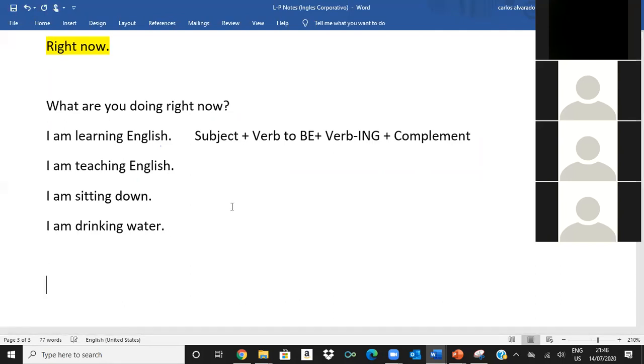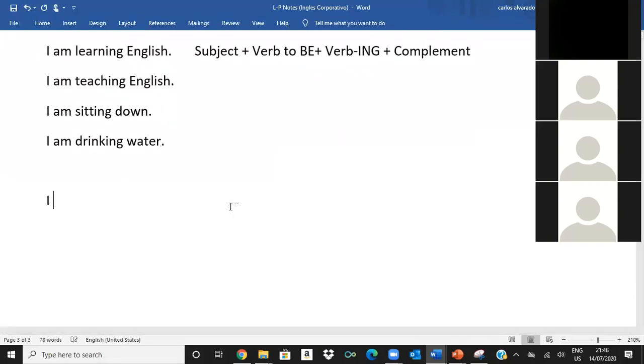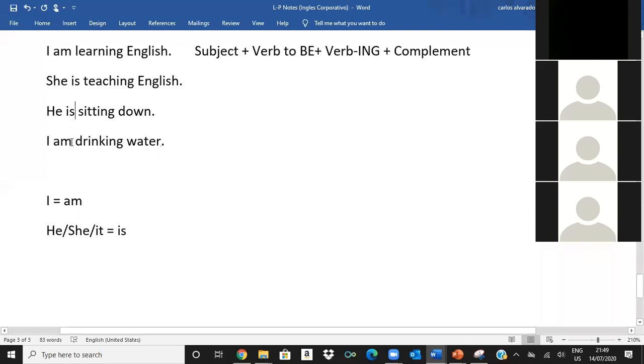Okay? Now, what happens if I use I? I have to use am. Now, if I use he, she, or it, I have to use is. Okay? I have to use is. For example, podría yo venir aquí y cambiar estas. She is teaching English. Okay. He is sitting down. Hablando de una mascota, it is drinking water.